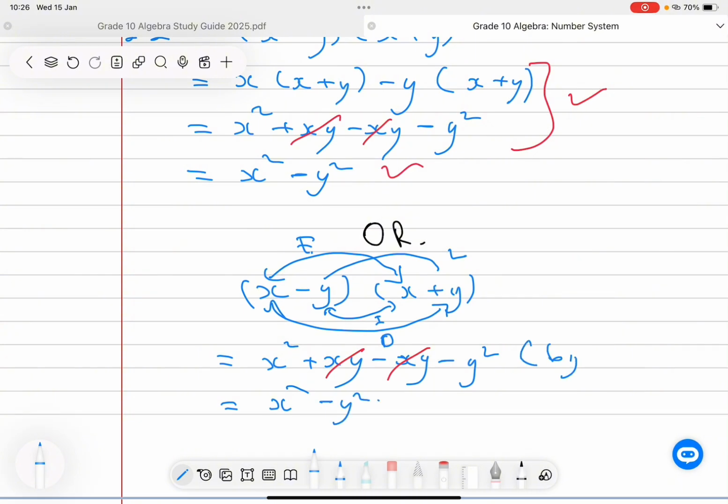Right, so I've done this by inspection. I didn't do the full method. Right, this is based on an inspection to say if you multiply these terms, you'll still get the same answer.